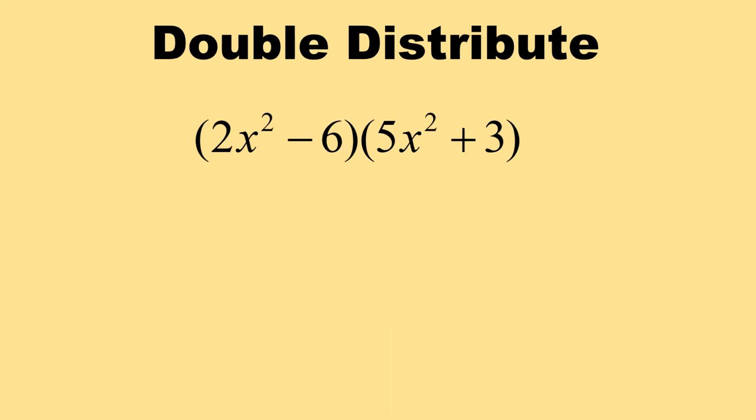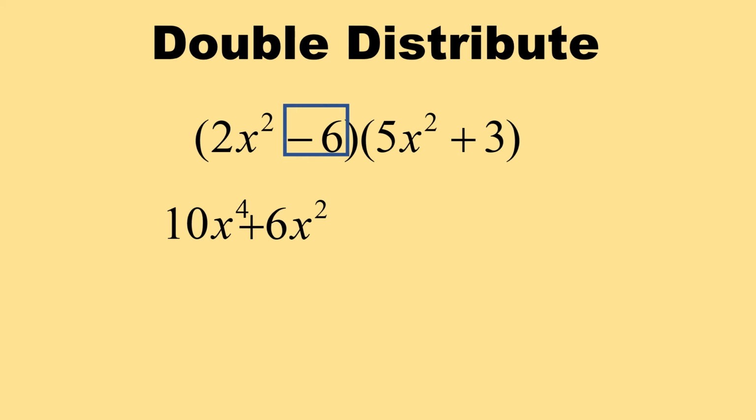Let's try another one. So here we have, again, two binomials, but these now are quadratic binomials. So you're going to do the same thing. You're going to multiply the first terms of each parentheses. So I'm going to have 2x squared times 5x squared. Once again, remember, you're going to multiply the coefficients, so 2 times 5 to give you 10. But when you multiply x squared times x squared, you're going to add those exponents, so it will be 10x to the 4th. Now you're going to multiply the 2x squared times the positive 3. And that will give you a 6x squared.